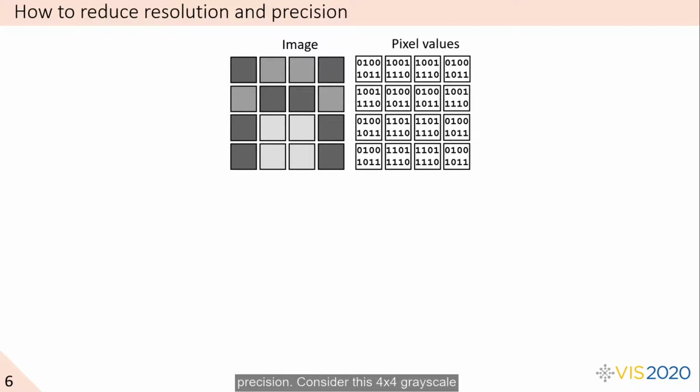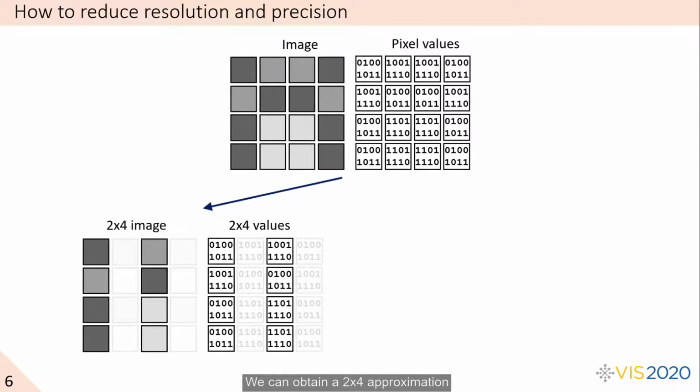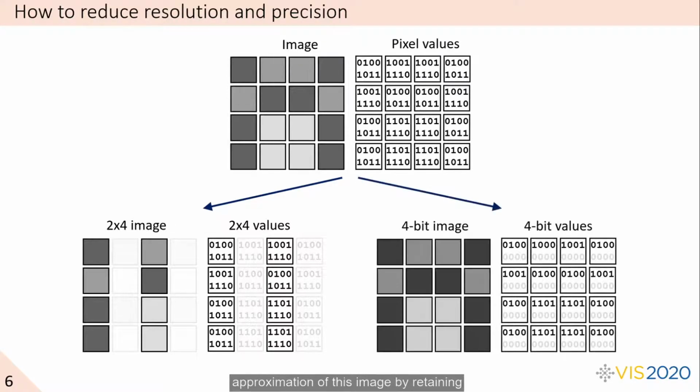Consider this 4x4 grayscale image and its pixel values in binary. We can obtain a 2x4 approximation to this image by retaining only half the number of pixels in X and throwing away the rest of the pixels. Or we can also obtain a 4-bit approximation of this image by retaining the most significant 4 bits for each pixel, zeroing out the rest of the bits. The technical term for this is quantization. In this case, we can say that we retain only the first 4 bit planes of the image.